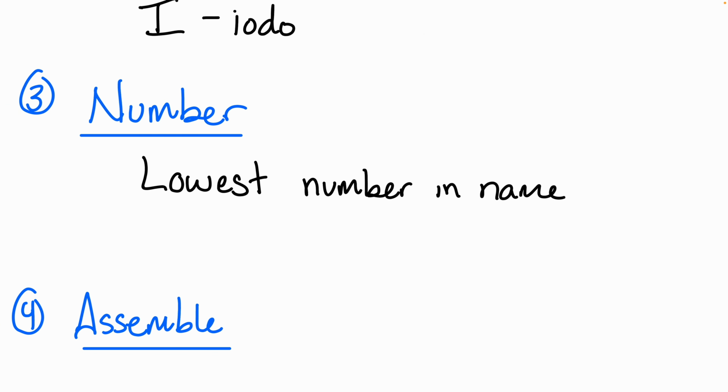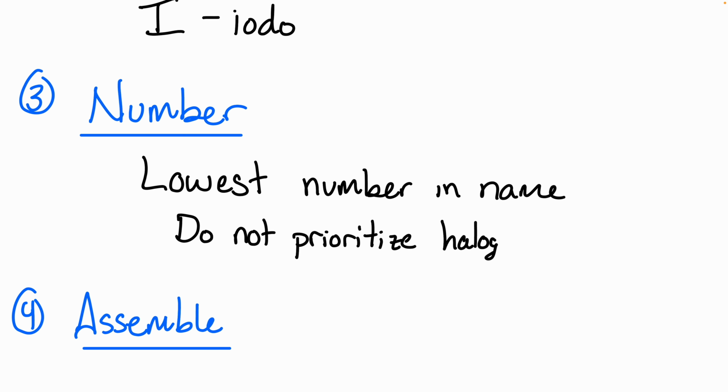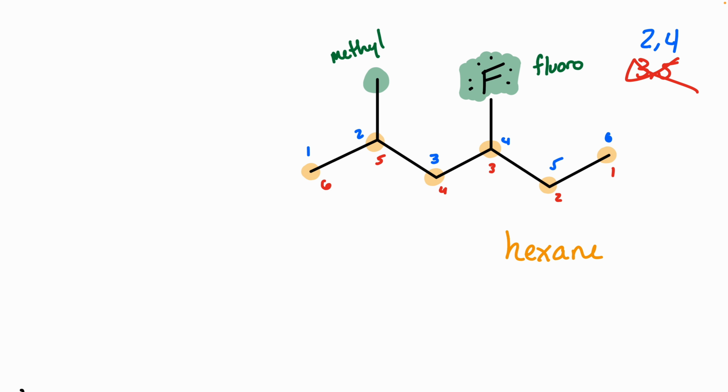So in terms of numbering, we want the lowest number in the name, and we're just going to remind ourselves, we do not prioritize those halogens. When I put them together, I do still put it in alphabetical order. So this would be 4-fluoro-2-methylhexane.